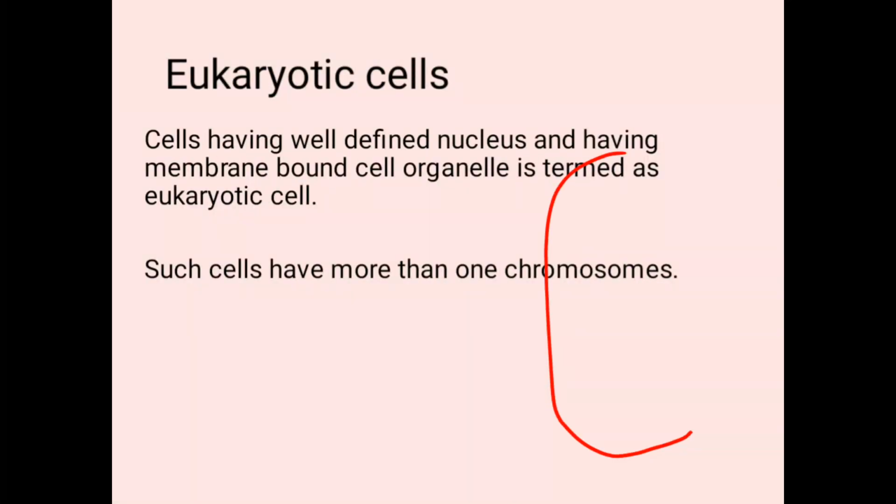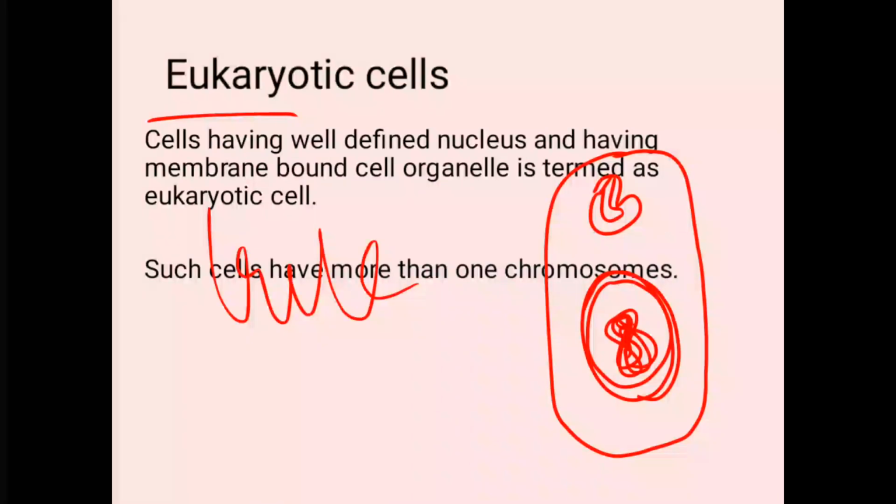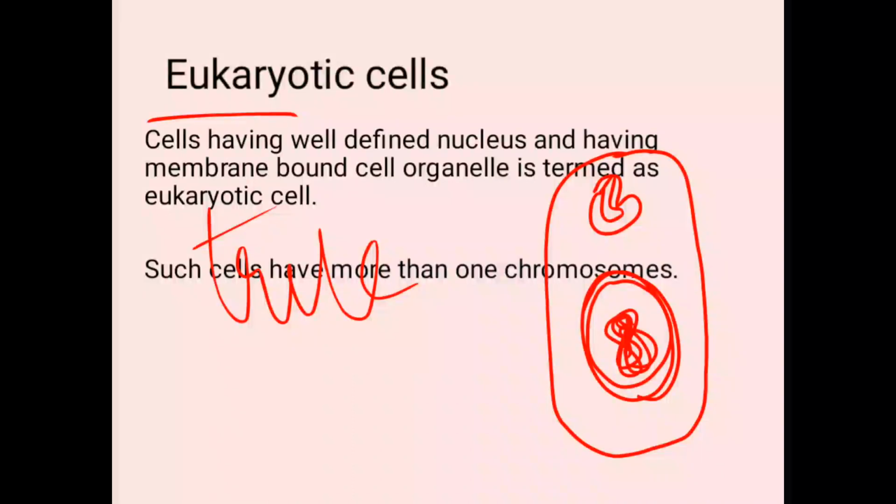Next one is the eukaryotic cell. A eukaryotic cell has a nucleus. Inside the nucleus only, we can find the genetic material. The genetic material is covered by a membrane, that is called the nuclear membrane, and the cell also has cell organelles, which are also covered by a membrane. So here the cell organelles and the nuclear membrane, everything is located in a detailed manner. Eu refers to true. So these are said to be true cells.